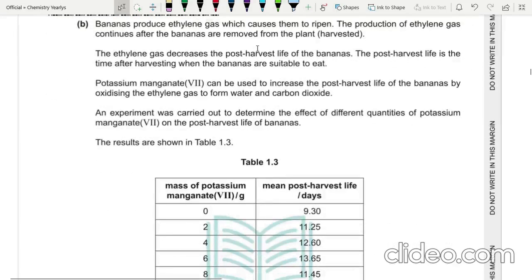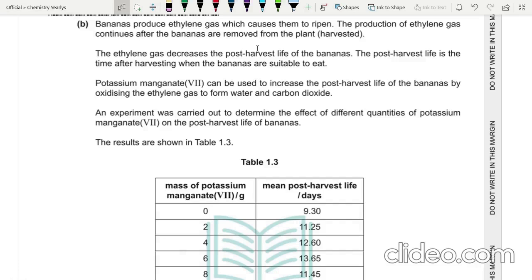B part says the banana produces ethylene gas which causes them to ripen. The production of ethylene gas continues after bananas are removed from the plant. The ethylene gas decreases the post-harvest life of the bananas. The post-harvest life is the time after harvesting when bananas are suitable to eat. Potassium permanganate can be used to increase the post-harvest life of the bananas by oxidizing the ethylene gas to form water and carbon dioxide. So ethylene gas is decreasing the post-harvest life. What is potassium permanganate doing? It is converting that ethylene gas to water and CO2, and for sure it will increase the post-harvest life.